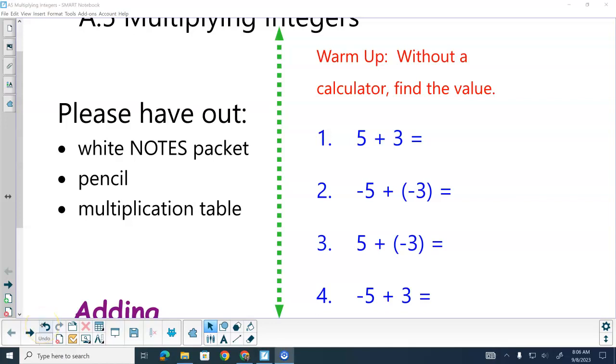All right, we're back. So 5, adding 3. Which way am I going on the number line? Up. So that leaves me at 8. Love it.